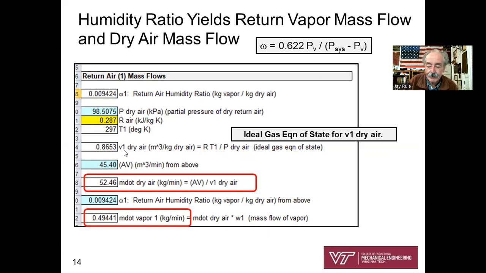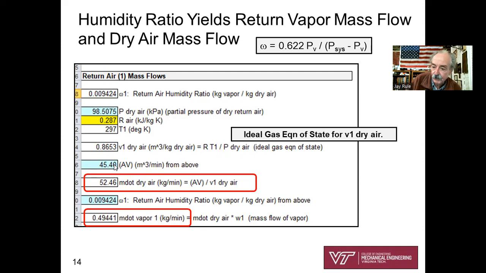The first thing to do is use the ideal gas equation of state to get the specific volume of the dry air. Use the partial pressure of the dry air; that's Dalton's model. So P of the dry air, 98.5. R for air, you should know by heart, 0.287 kilojoules per kilogram degree K. T1, 297 degrees K, absolute temperature. It's going to give us a specific volume of 0.8653 cubic meters per kilogram.